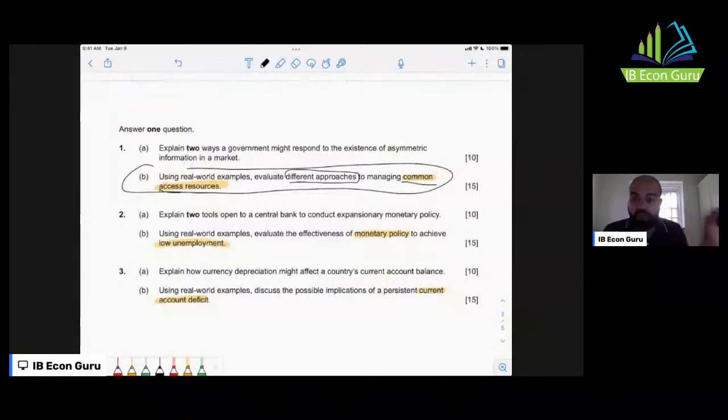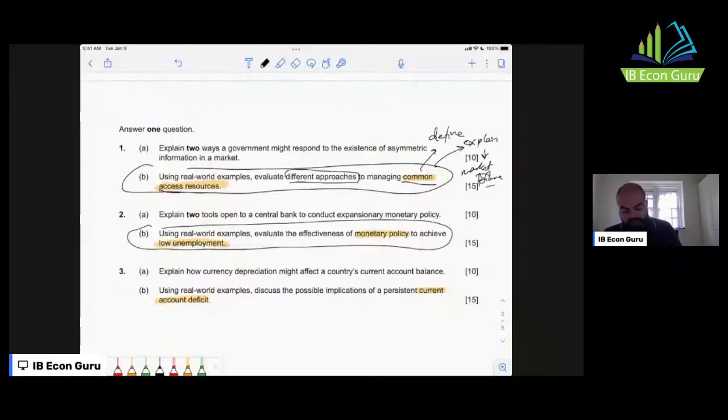I've highlighted the term common access resources because that's the term that you will need to define. And then the relevant theory that you need to explain is that of market failure. Okay, so this is from the market failure unit. Okay, let's have a look at this one.